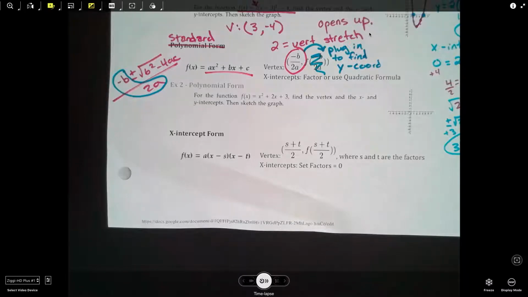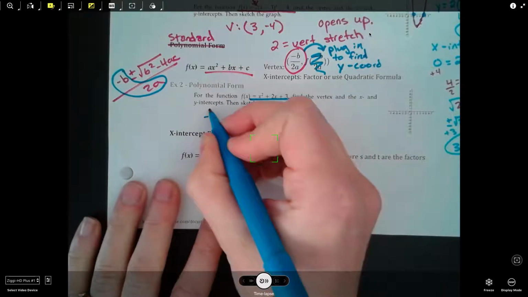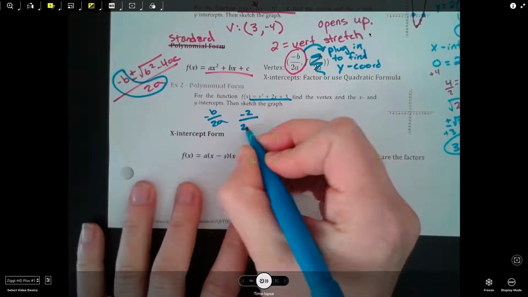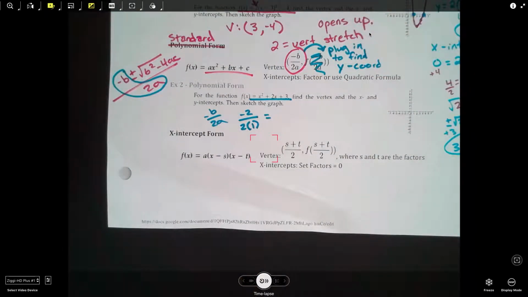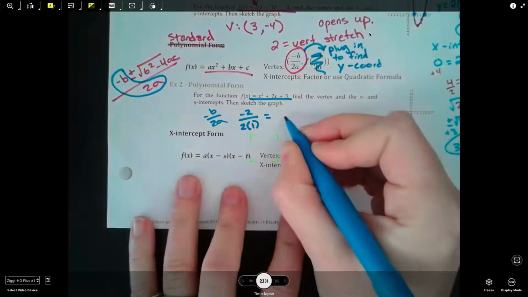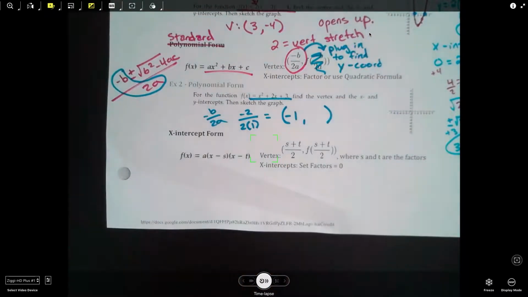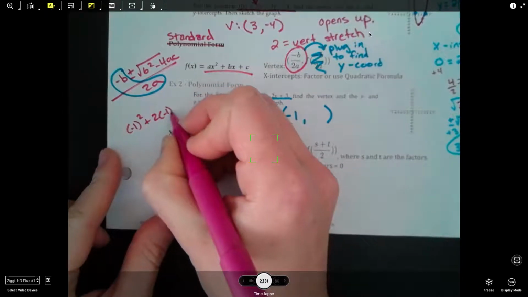So they want us to do that for this function right here, x squared plus 2x plus 3. We first need to find negative b over 2a. What is b in that equation? 2. So we do negative 2 over 2 times a, which is 1. Negative 2 over 2 times 1 is negative 1. So that's my x-coordinate. Now to find the y-coordinate, I'm going to do negative 1 squared plus 2 times negative 1 plus 3.